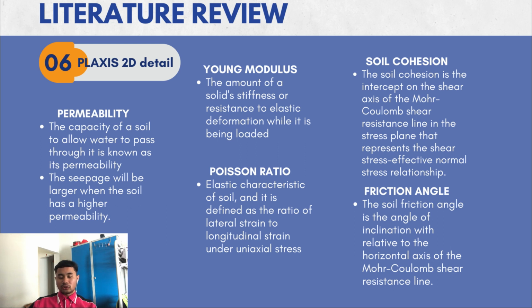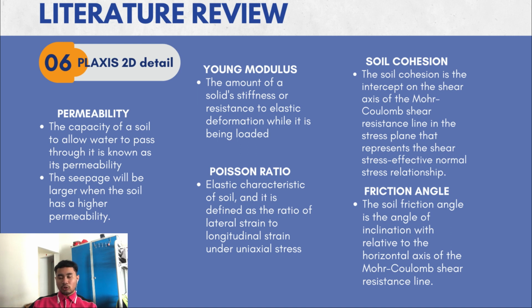So next is Poisson ratio. What is Poisson ratio? Poisson ratio is an elastic characteristic of soil, and it is defined as the ratio of lateral strain to longitudinal strain under a uniaxial stress. So if there is no lateral movement in the soil while it is loaded in a uniaxial direction, it means the Poisson ratio is very near to 0.